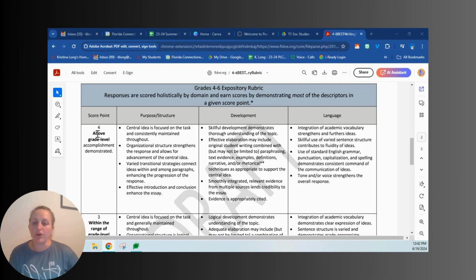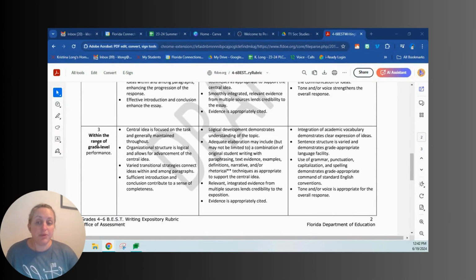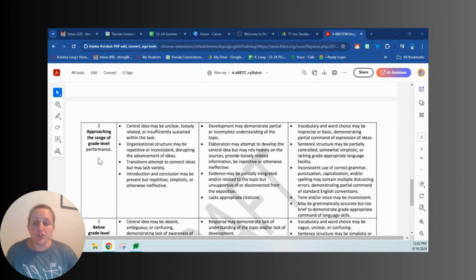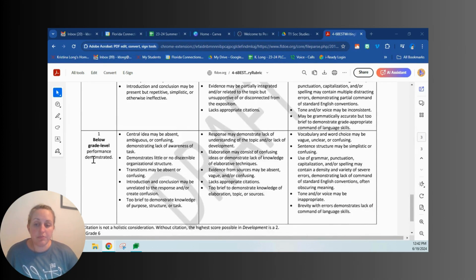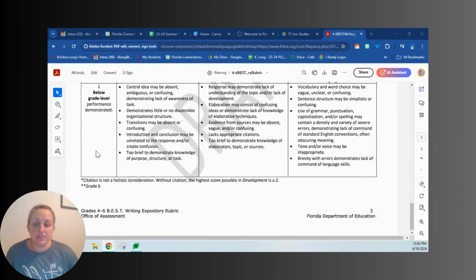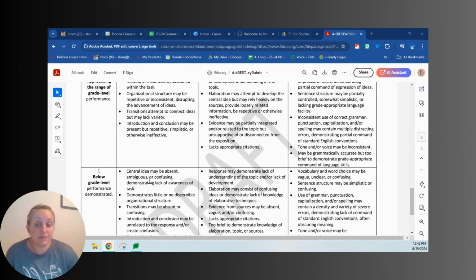If you look at the rubric over here, it talks about what the score points mean. Remember, each of these sections, you can earn up to 4 points. So you're going to earn 0, 1, 2, 3, or 4 points in each of these sections: your purpose and structure, your development, and your language. This is going to look very similar to your opinion essay rubric, where a level 4 would be above grade level. A level 3 would be within the range of grade level. Level 2 is approaching grade level. A level 1 would be below grade level. And a 0 would just mean it's not there.